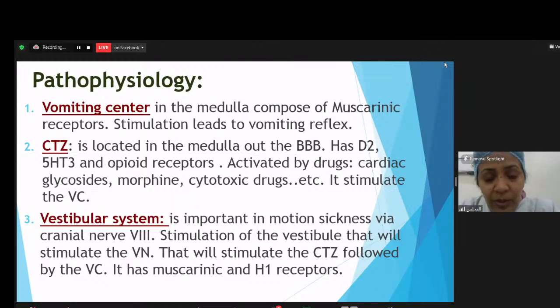The vomiting center. We have the vestibular system. It is important in motion sickness, you know that. It stimulates the vestibule. The vestibule will stimulate the vestibular nuclei, and this will stimulate the chemoreceptor trigger zone, then followed by the vomiting center. It has muscarinic and histaminic receptors, and these are going to be involved in antiemetic agents, God willing.